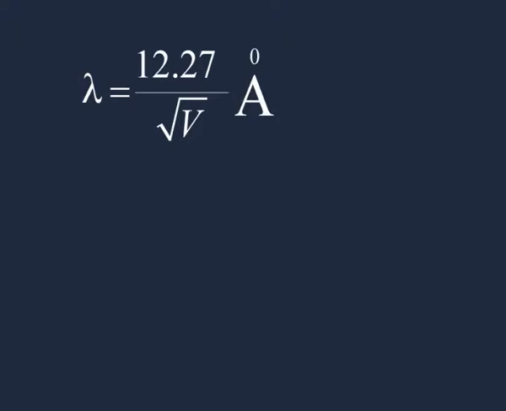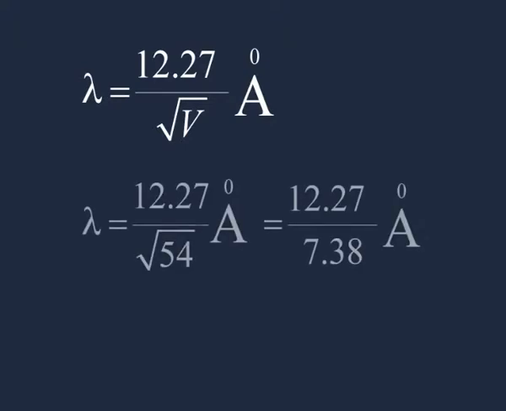Now, for the de Broglie wavelength of electrons when accelerated through a potential difference of 54 volt, we have lambda is equal to 12.27 divided by under root 54, which is equal to 12.27 divided by 7.38 angstrom, which is equal to 1.66 angstrom.